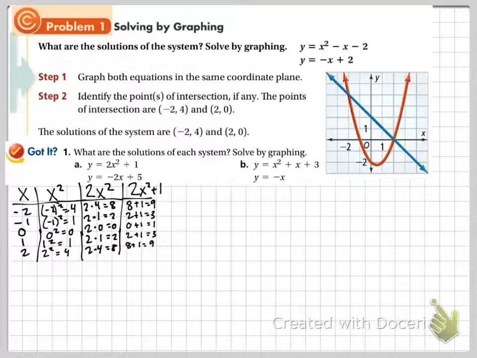Okay, so I'm going to draw on my axes and graph that. That should give me enough room. At -2, I go to 9: 1, 2, 3, 4, 5, 6, 7, 8, 9. At -1, I go to 3. At 0, I go to 1. At 1, I go to 3. And at 2, I go to 9. I'm going to roughly connect those.